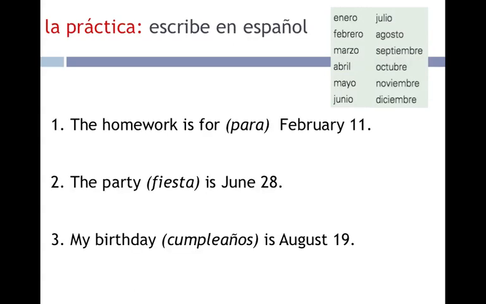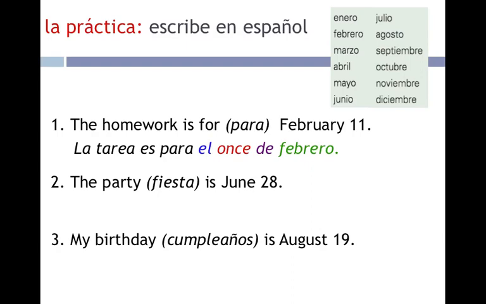Los meses del año are here. So, ¿cómo se dice en español? The homework is for February 11th. For the purpose of is para. So, ¿cómo se dice the homework is for the 11th of February? La tarea es para el 11 de febrero. Look at you, all the pieces you're putting together now.